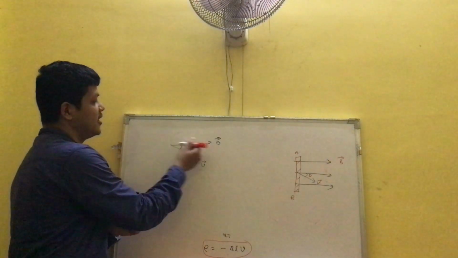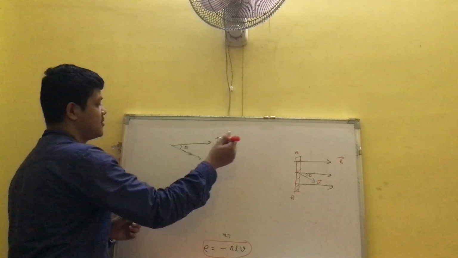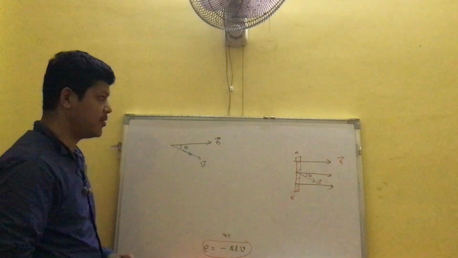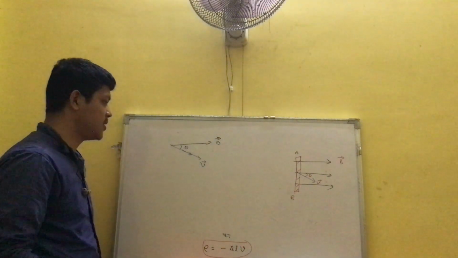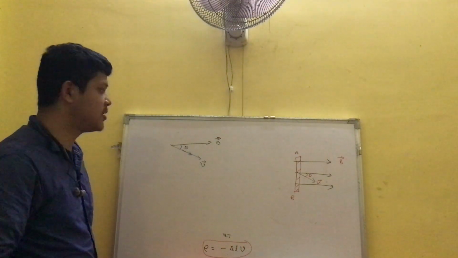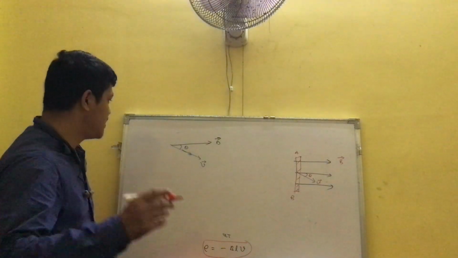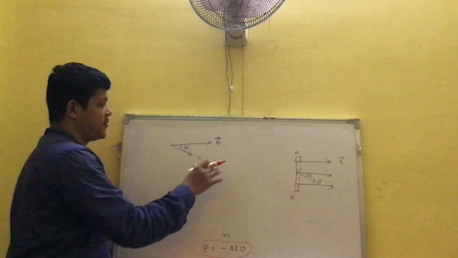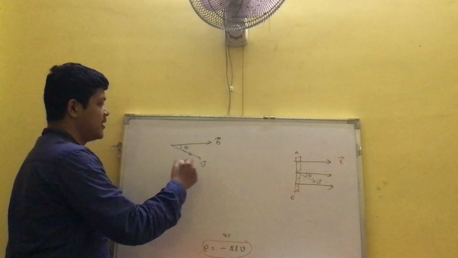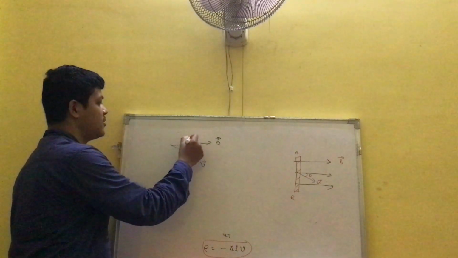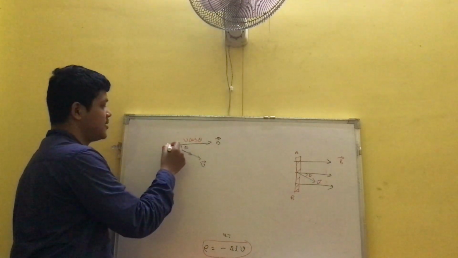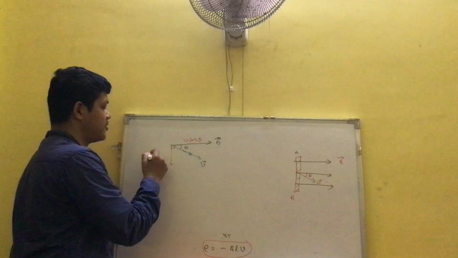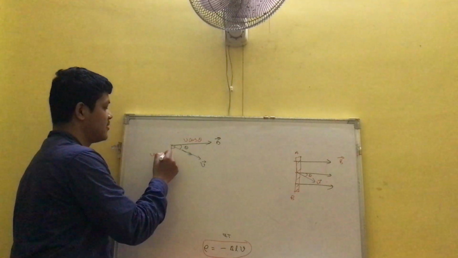This velocity is in this direction, and one component should be along this direction. If you have the idea of vectors, in mathematics you must have studied about vectors. So let us find the two components. Generally this component should be v cos theta, and the perpendicular component, which is perpendicular to B, should be v sin theta.